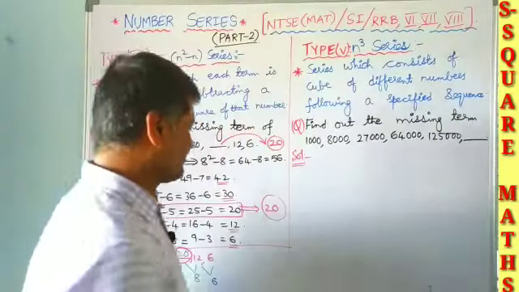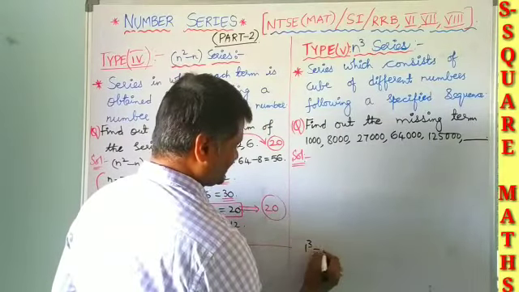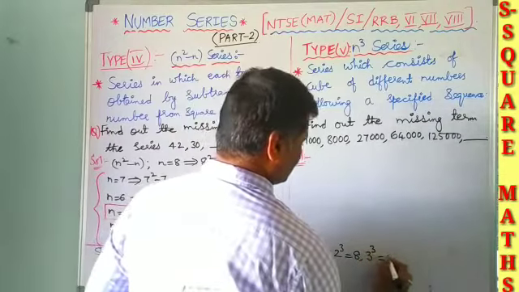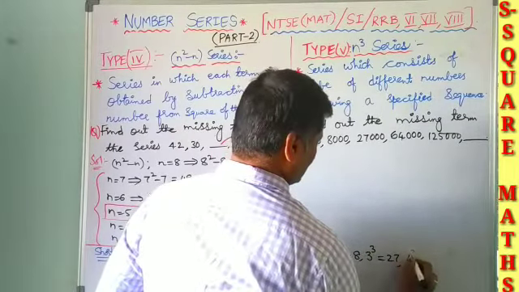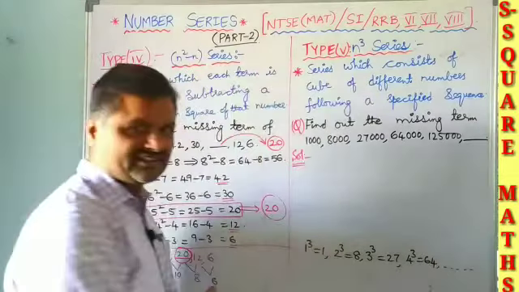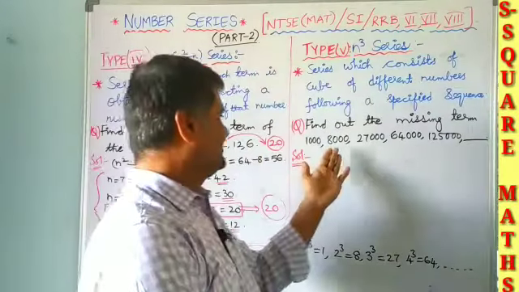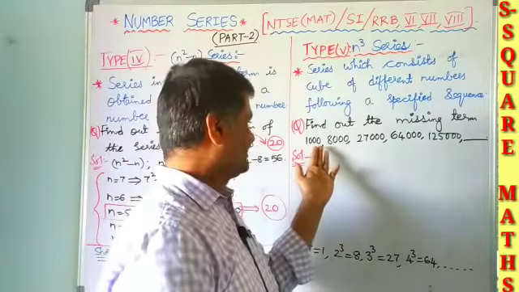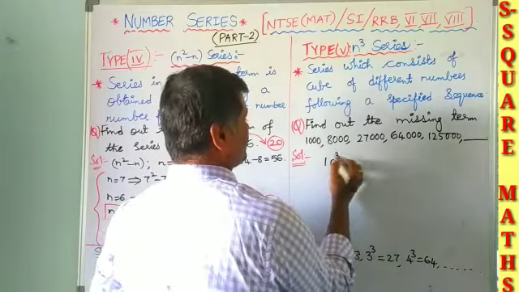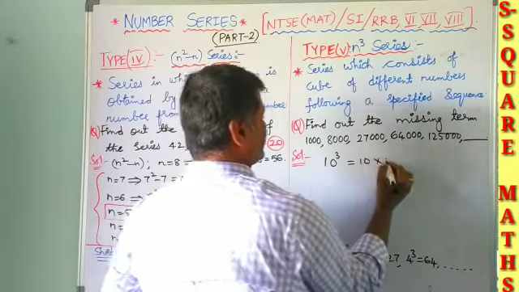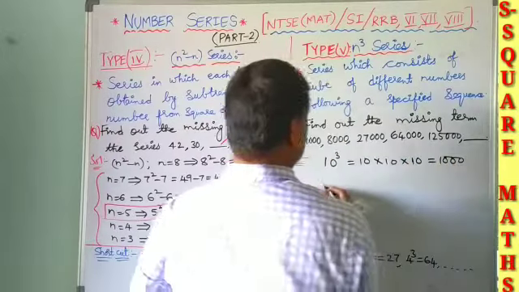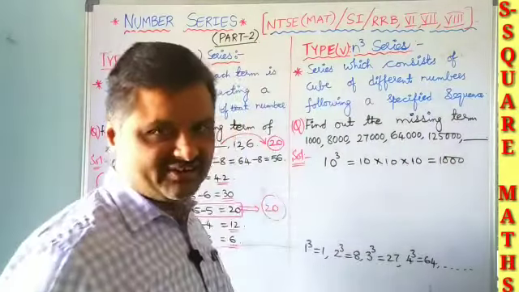First of all, you should have the idea that 1 cube is 1, 2 cube is 8, next 3 cube is 27, and 4 cube is 64, and so on. If you have this idea of the cube of the numbers, you can implement it here. To get 1000, you know very well 10 cube, nothing but 10 into 10 into 10, gives you 1000. 10 tens are 100, 100 into 10 is 1000.